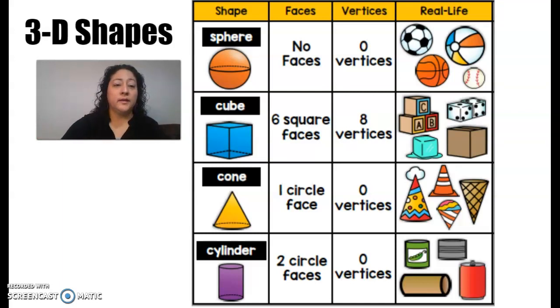So pick 2 3D shapes and make a video and show us what real life thing looks like that 3D shape. And if you're at school, we're going to have to look around the classroom and find at least 2 things that look like a 3D shape. All right. I hope you enjoy your homework, and I'll see you tomorrow.